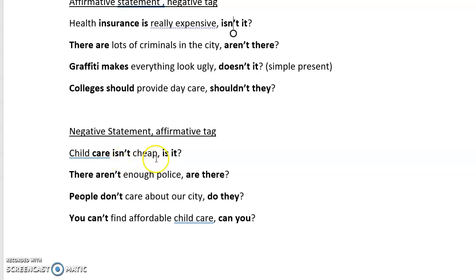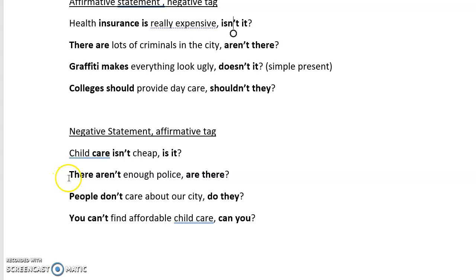Childcare isn't cheap, is it? So here we're doing the opposite. Negative statement, affirmative tag. Okay, be verbs are going to be used in the tag in the opposite form. So isn't becomes is. We use the pronoun it because we are referring to childcare, which is singular. Okay? Actually, it's non-count, and it's going to require a singular pronoun.